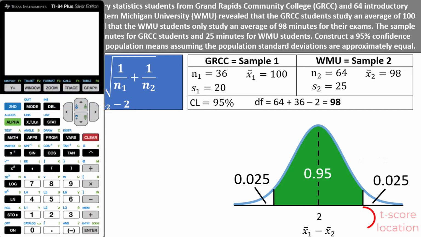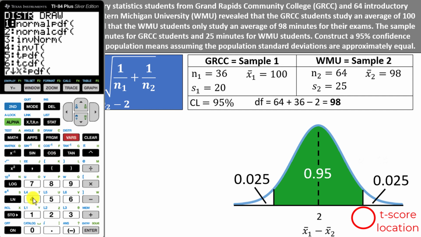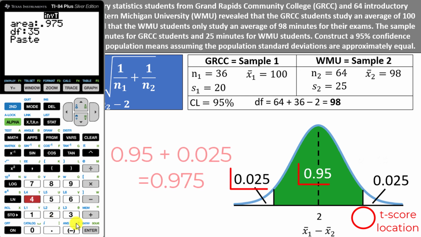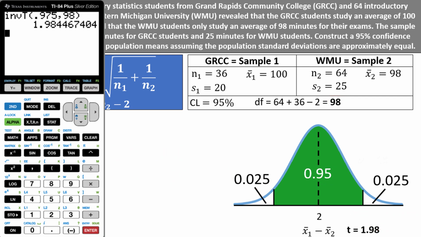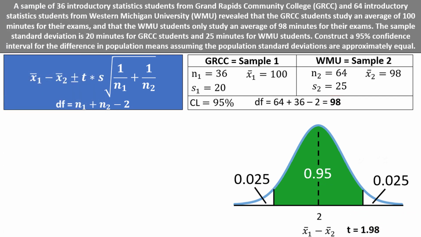The t-score can be found by going to second, distribution, option 4 for inverse t, 0.975, which is the area to the left of the upper bound, 98 for the degrees of freedom, and then we can go down and paste, and pressing enter gives us the t-score, which is about 1.98. The difficult part of this formula is finding S, the pooled estimate of the standard deviation. Since we are assuming the standard deviations are equal, we have to calculate some sort of average standard deviation between 20 and 25, which we can do with the help of this formula.